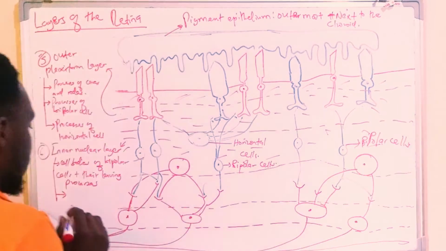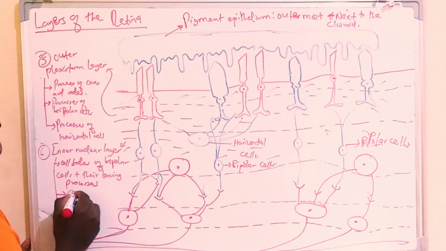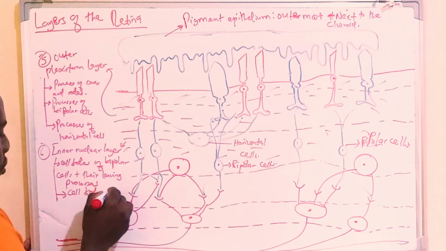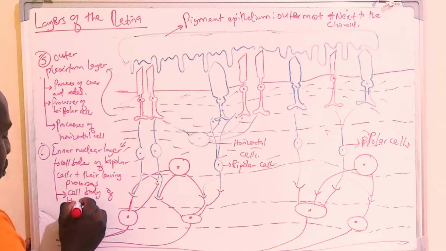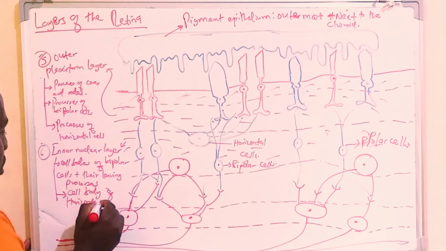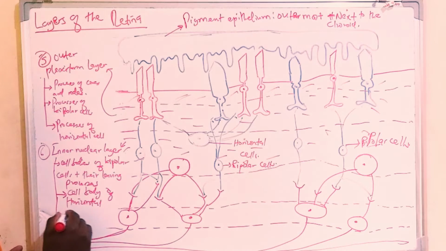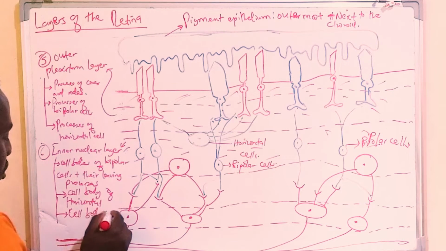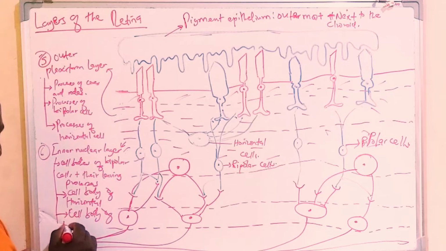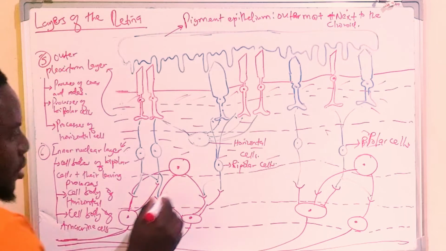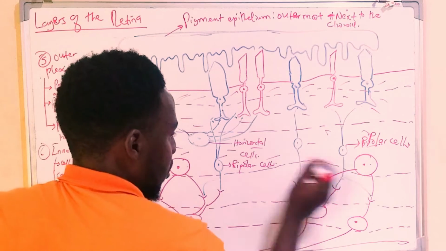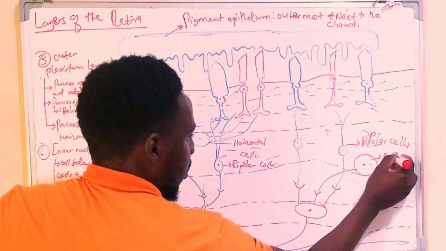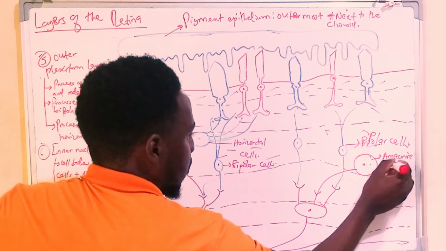So you can see the cell body of a horizontal cell. In this inner nuclear layer, you also find the cell body of amacrine cells. You can see the amacrine cells, this one and this one. This one is an amacrine cell.